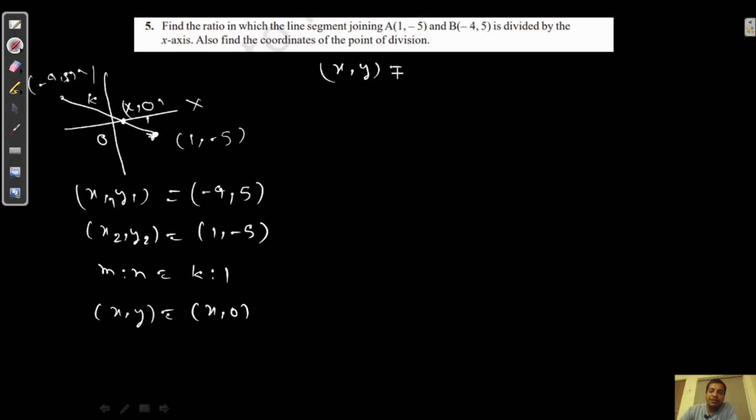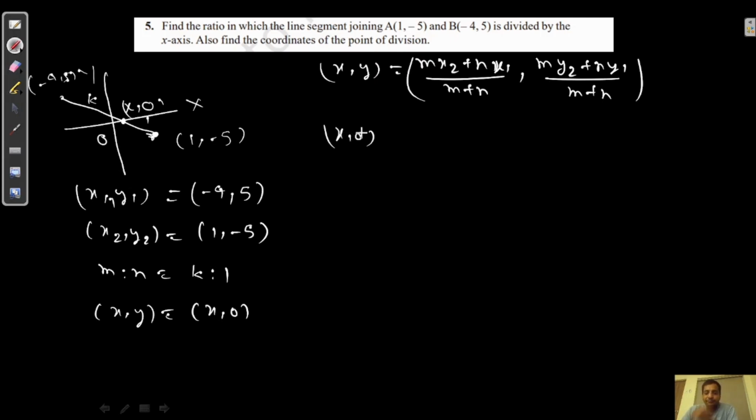Okay, so let us apply the formula one more time. (x, y) is equal to (mx2 plus nx1) by (m plus n), (my2 plus ny1) upon (m plus n). Always say the formula with me, you have to learn. Okay, so let us put the values. What is (x, y)? It is (x, 0). What is the value of m? As you can see, it is k. Value of x2, it is 1, plus value of n, it is 1.